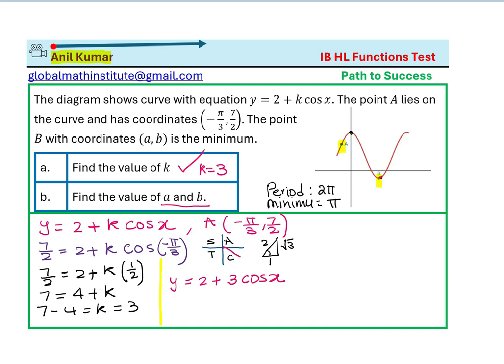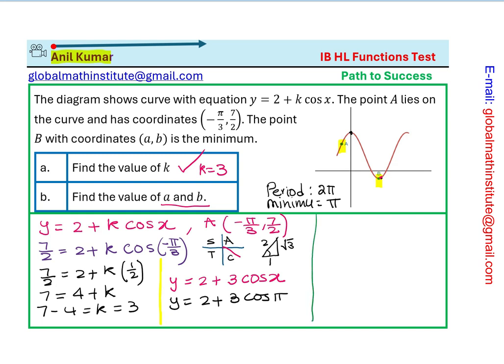So we can plug in pi for x and find the value of y to get the coordinates of b. That's one thing to do. So let's do it. We get y equals 2 plus 3 times cos pi. Makes sense, correct? Because at pi, we get the minimum value, right? So we'll get the minimum value, which is b, from here. We already have seen that the x value a is equal to pi, correct? So we are solving for b now.